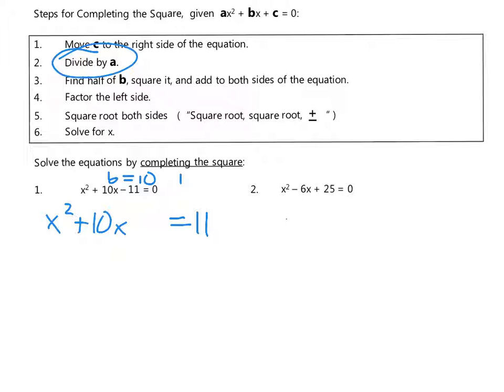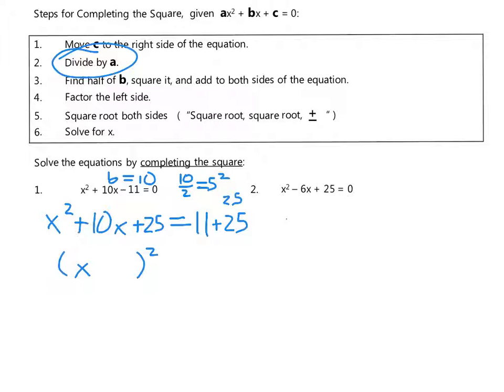So 10 divided by 2 is 5. And then we square that, which becomes 25. We're going to add 25 to both sides. The reason we do this, it creates what's called a perfect square trinomial on the left. So what that means is on the left it creates one of these.